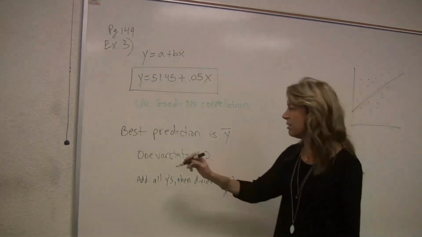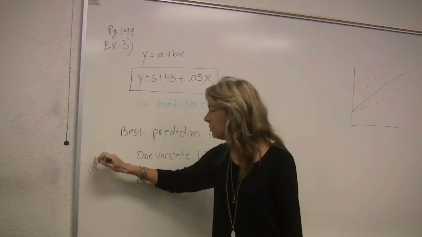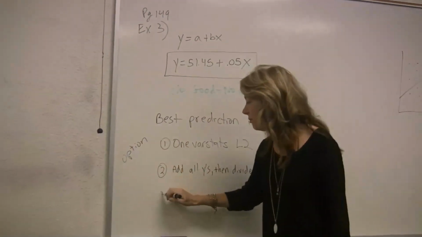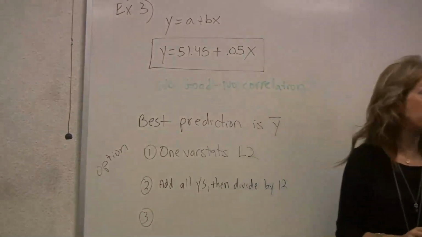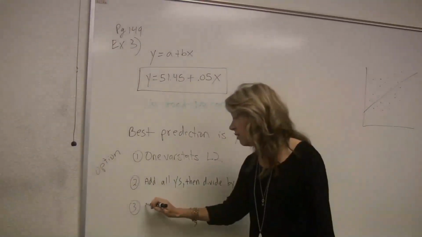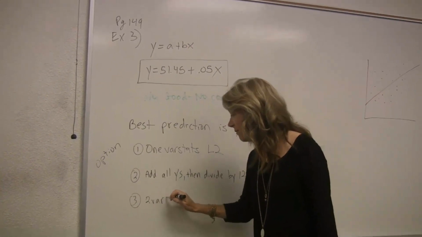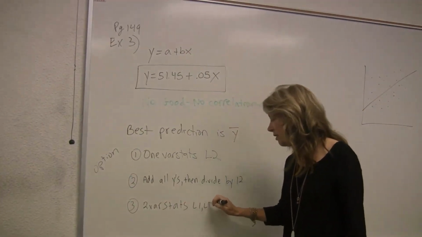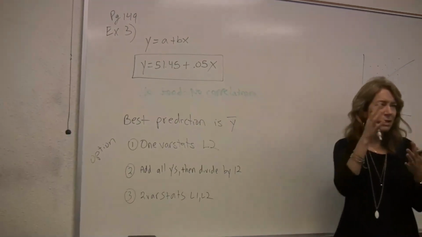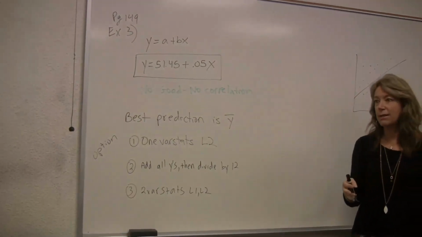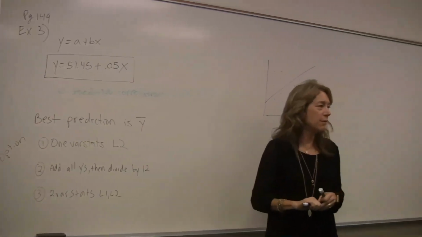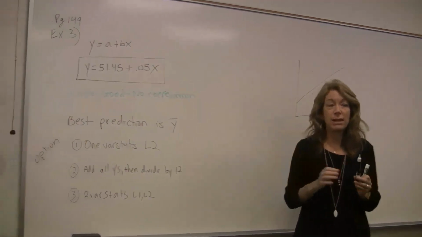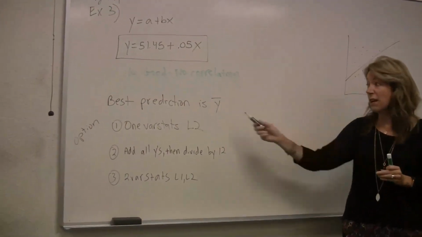So these are options. Option 1. Option 2. You have option 3 that you haven't seen before. It's not really much different. You could do two-var stats, L1 and L2. And it'll tell you what's happening with your x's and with your y's, and you still want to take the y bar off of there. Any of those, I don't care which way you do it. You don't even have to write down how you got it. You just need to tell me you're finding y bar.